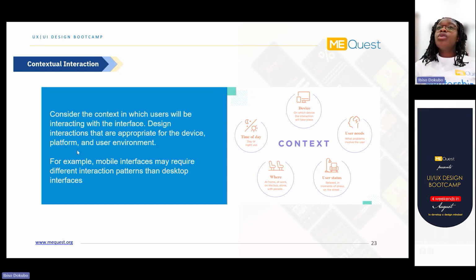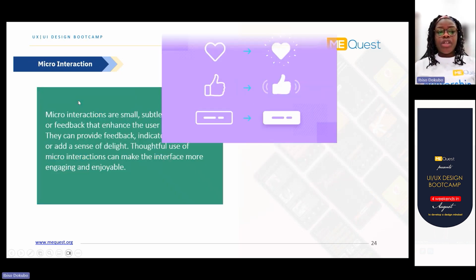If you go to Google Maps or any weather application, you discover that in the afternoon period, everything is bright. In the evening, if you're on a weather app, at night, the background will get dark, right? So these are things that are referred to as contextual interactions. So these are things you should keep in mind when working on design.